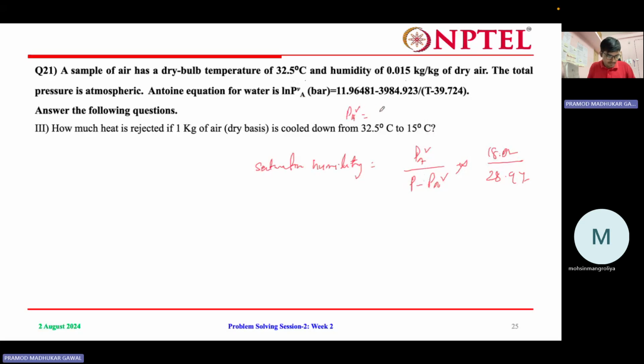So I already calculated 0.0168 bar, right? So put in these equations, so we will get the saturation humidity, 0.0105 kg of water per kg of air, right? So you know the initial conditions, the starting absolute humidity, right? Tg.